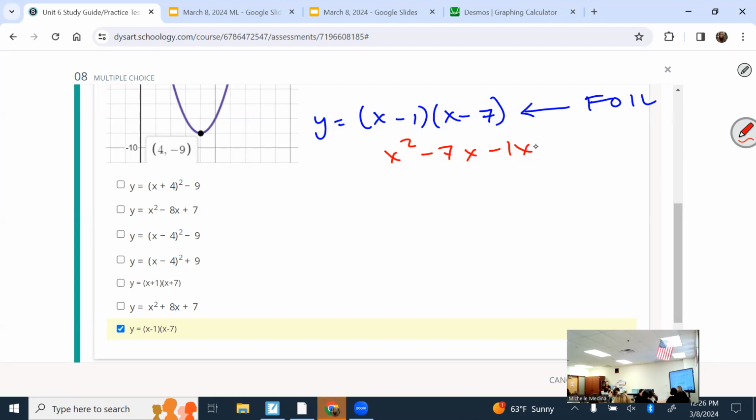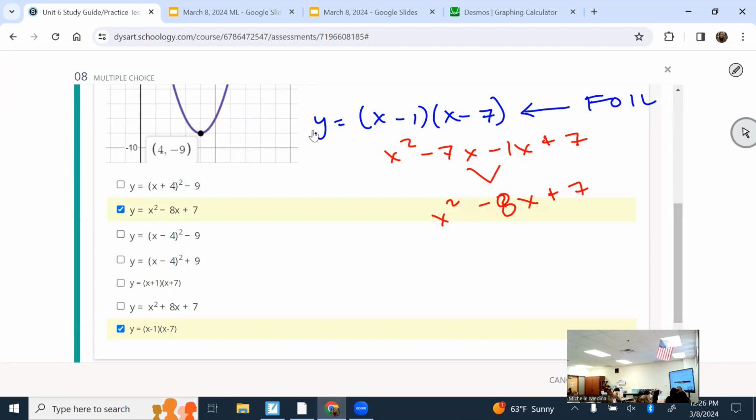-1 times -7 is what? And then when you combine like terms, what do you get? You do not get positive. -7 plus -1. -8x. You're adding. And that matches this one of my answers.